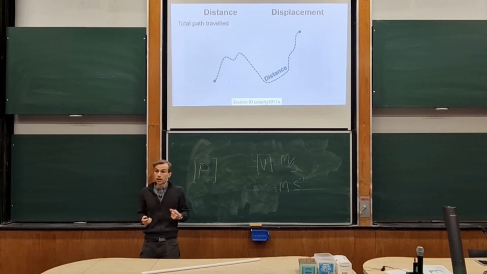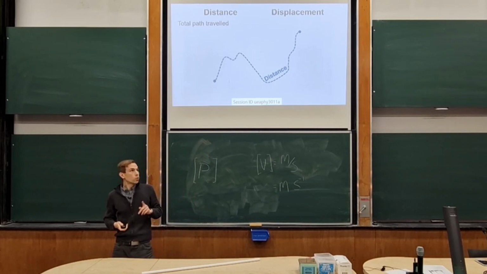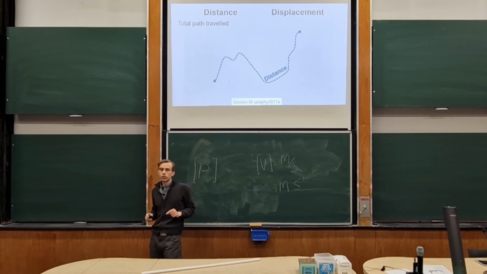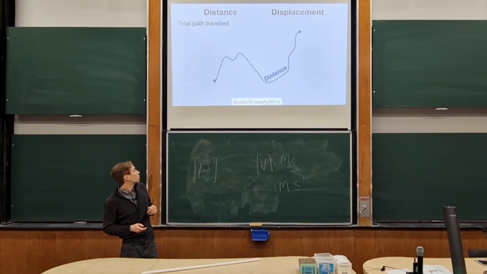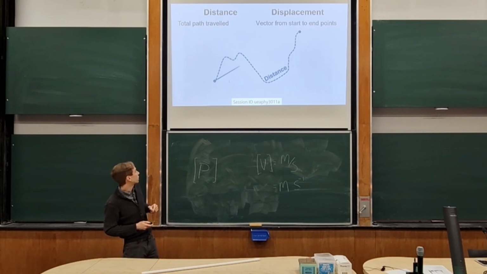The vector equivalent, if you like, of distance, we call it displacement. Now, displacement is a kind of no-nonsense kind of thing. It's just the direct path from where we start to where we finish. So it's just the direct line between our start and end points. Look something like this.